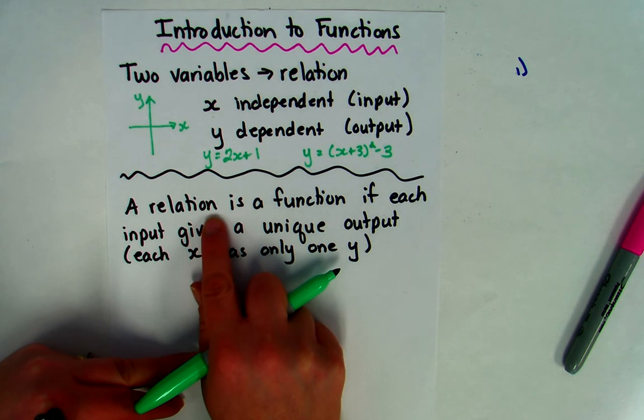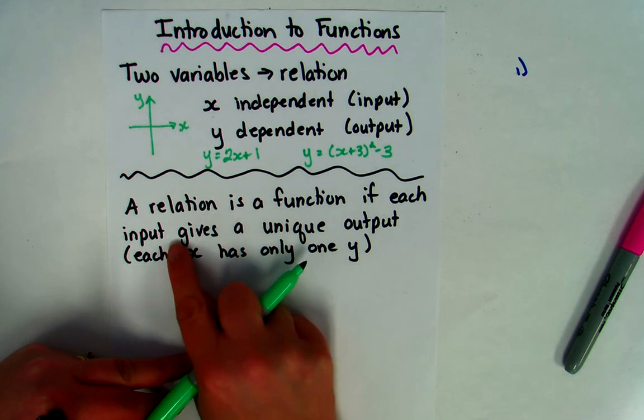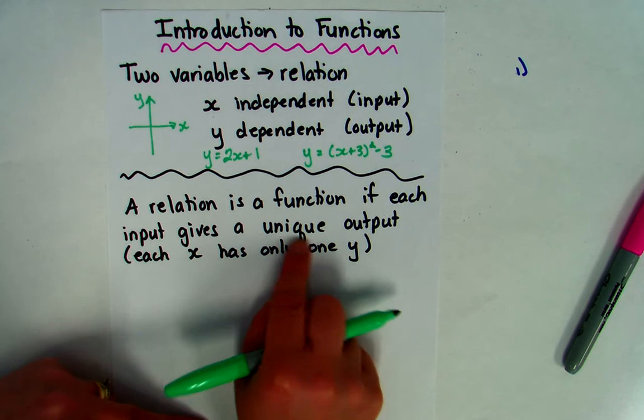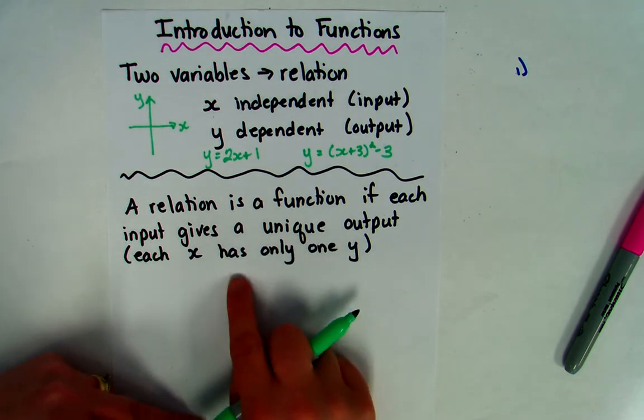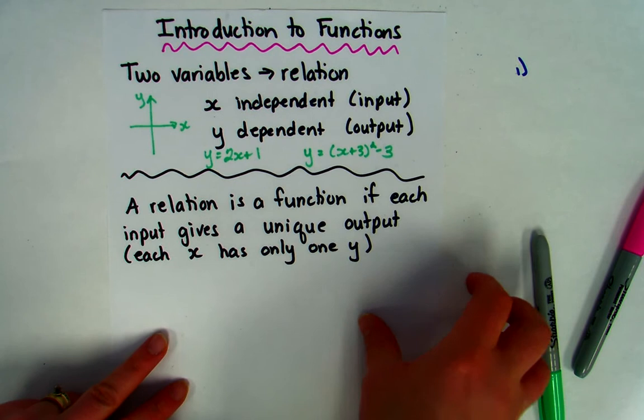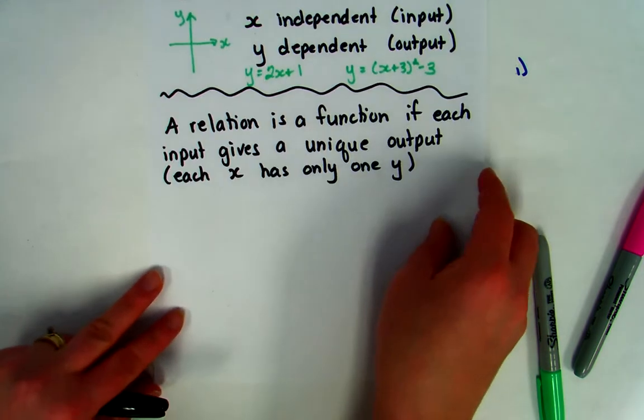Only some relations are functions, and this is the definition. A relation is a function if each input gives a unique output, or each x has only one y. So let's look at a real-life example that demonstrates this.